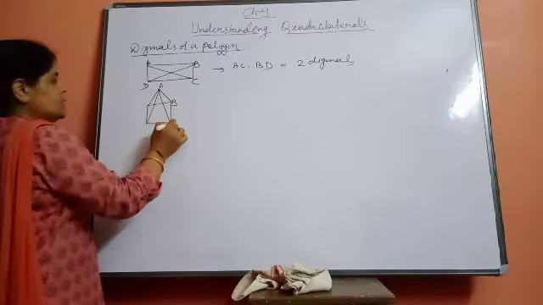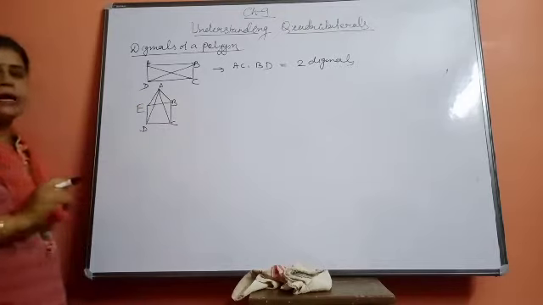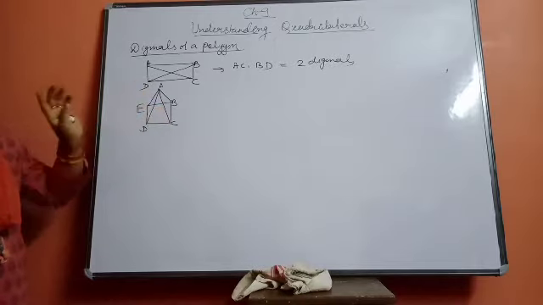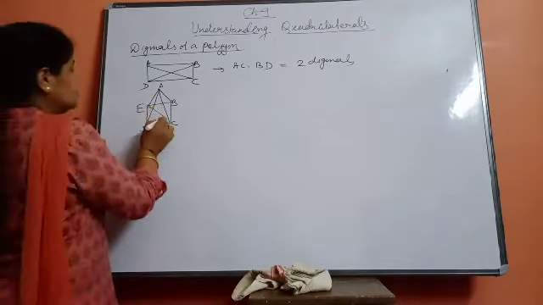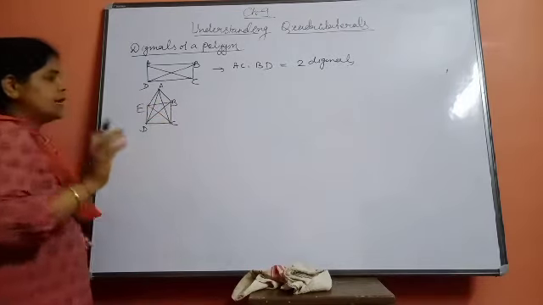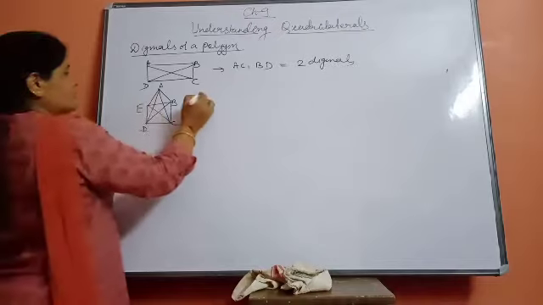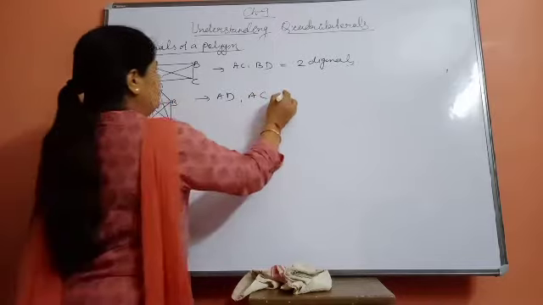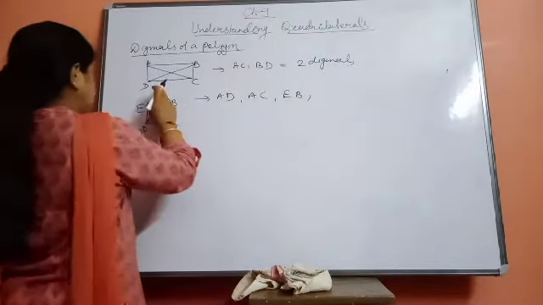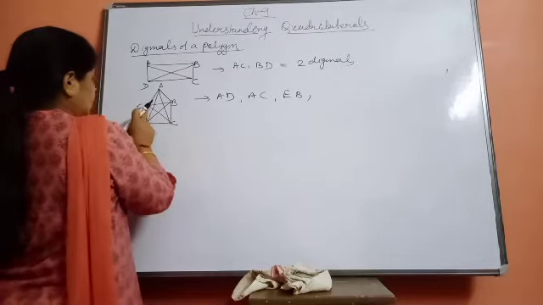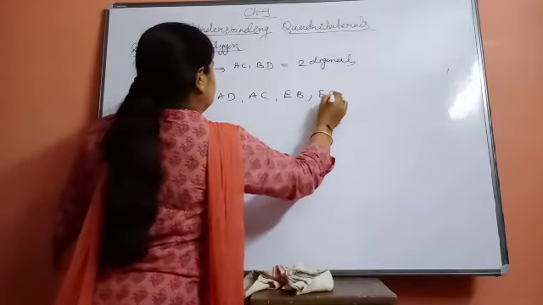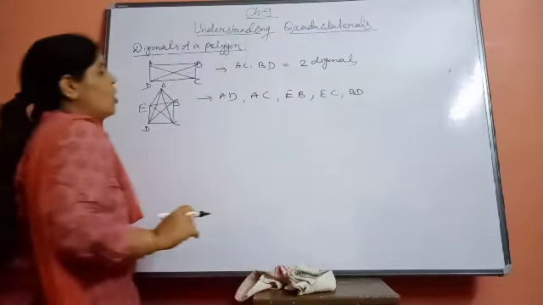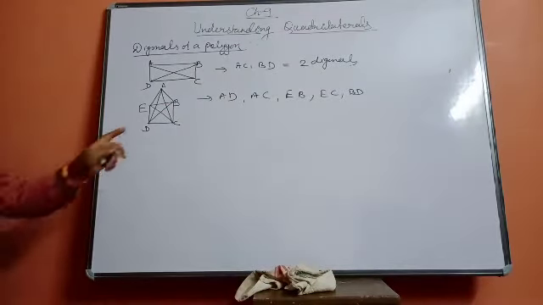A, B, C, D, E. 5 sides are there, 5 line segments. I have joined A to D, A to C, E to B. These are all opposite vertices. Again I am going to do this one also. These are also opposite vertices. Then how many line segments are there? See, the first one is AD, then AC, then EB, and then I have drawn EC, and DB. How many diagonals came? 5 diagonals.